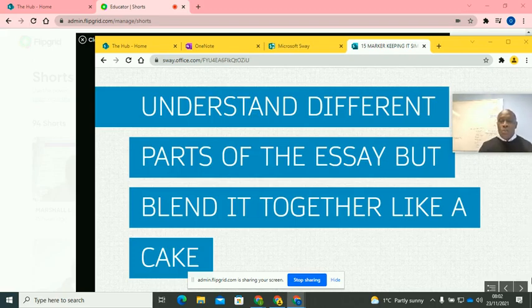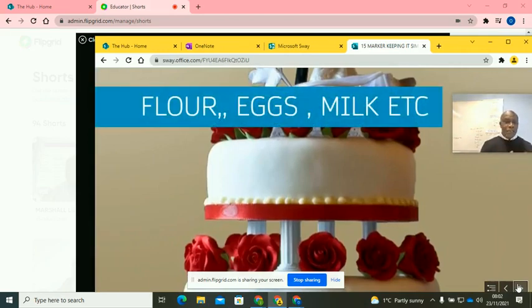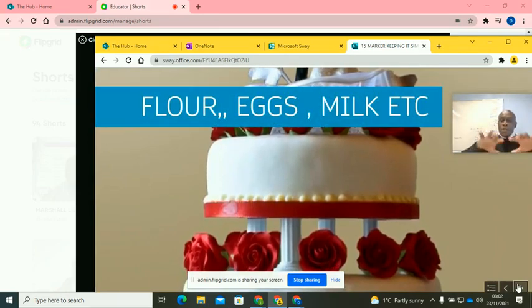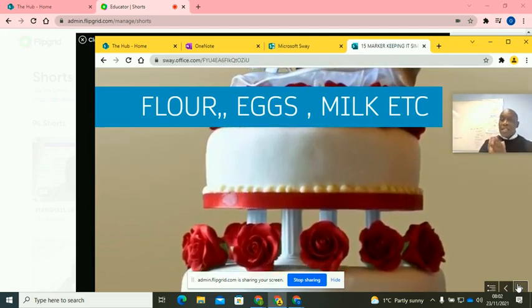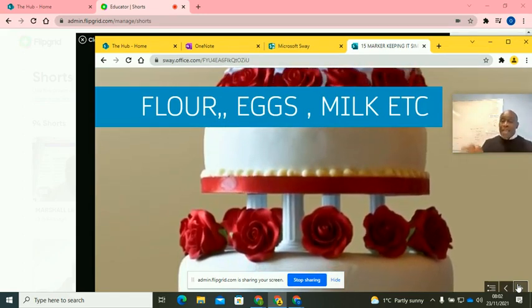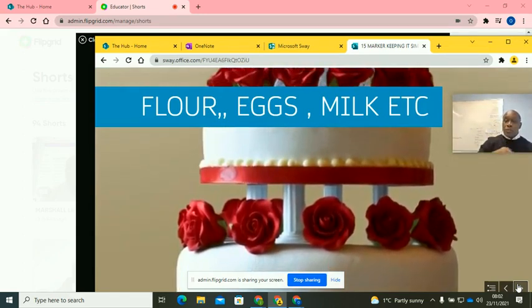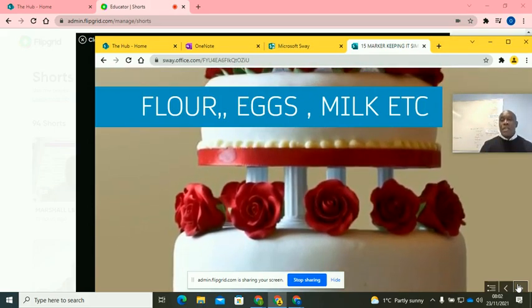What I want you to do is understand the different parts of an essay, but blend it together as one. Just like a cake: it's got flour, eggs, and milk, but you blend it together and make a fantastic cake. That's the same way you're going to blend different parts of an essay into one magnificent essay.